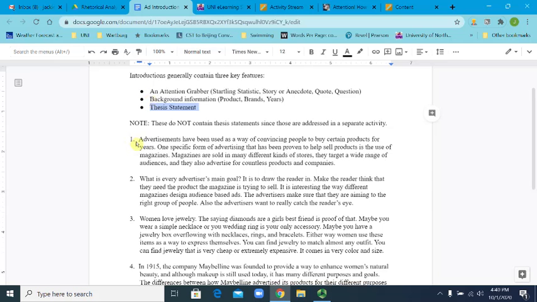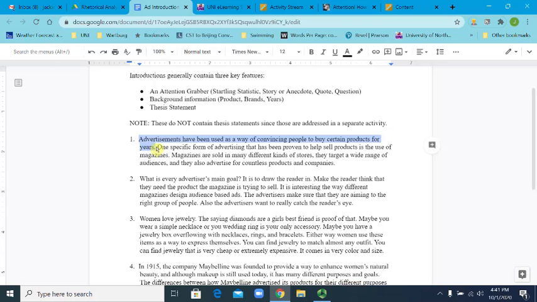If we look at example 1, "Advertisements have been used as a way of convincing people to buy certain products for years." It does not meet the criteria of being a startling statistic, story or anecdote, quote, or question. It's just a basic statement of what advertisements are, which we already know.